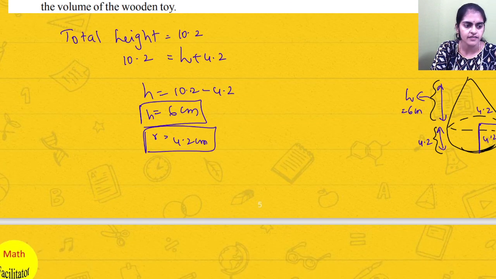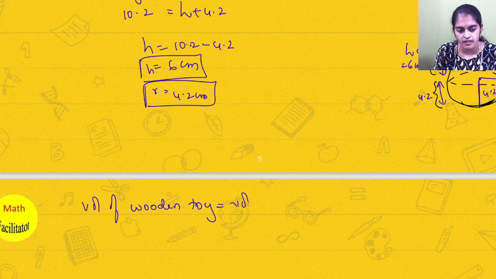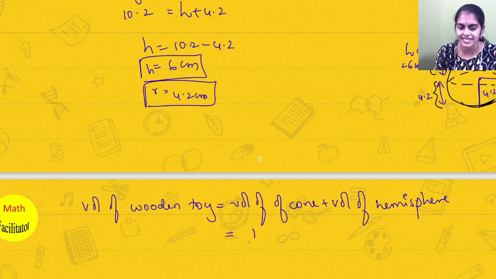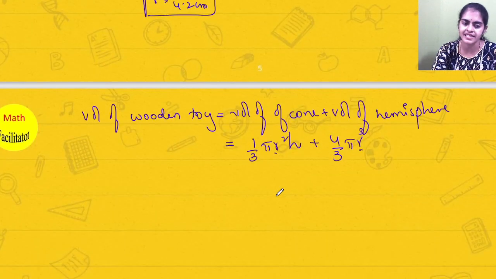Okay. Now let's find the volume of the wooden toy. The wooden toy is in two parts. What are the two parts? The volume of the cone I have to add with the volume of the hemisphere, because you are finding the volume of the wooden toy. So the volume of the cone is 1 by 3 pi r square h plus the volume of the hemisphere, 4 by 3 pi r cube. Can I write this as r and r? Yes, I can, because both the radii are the same.